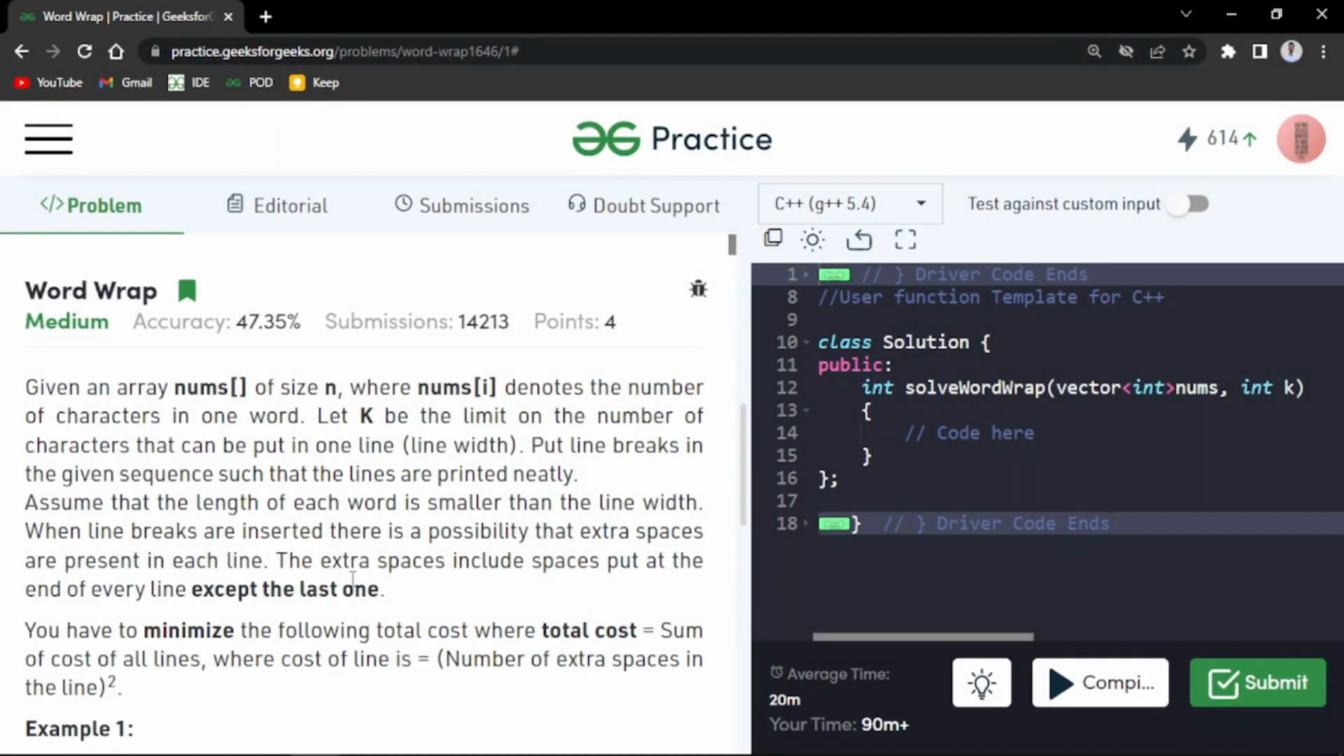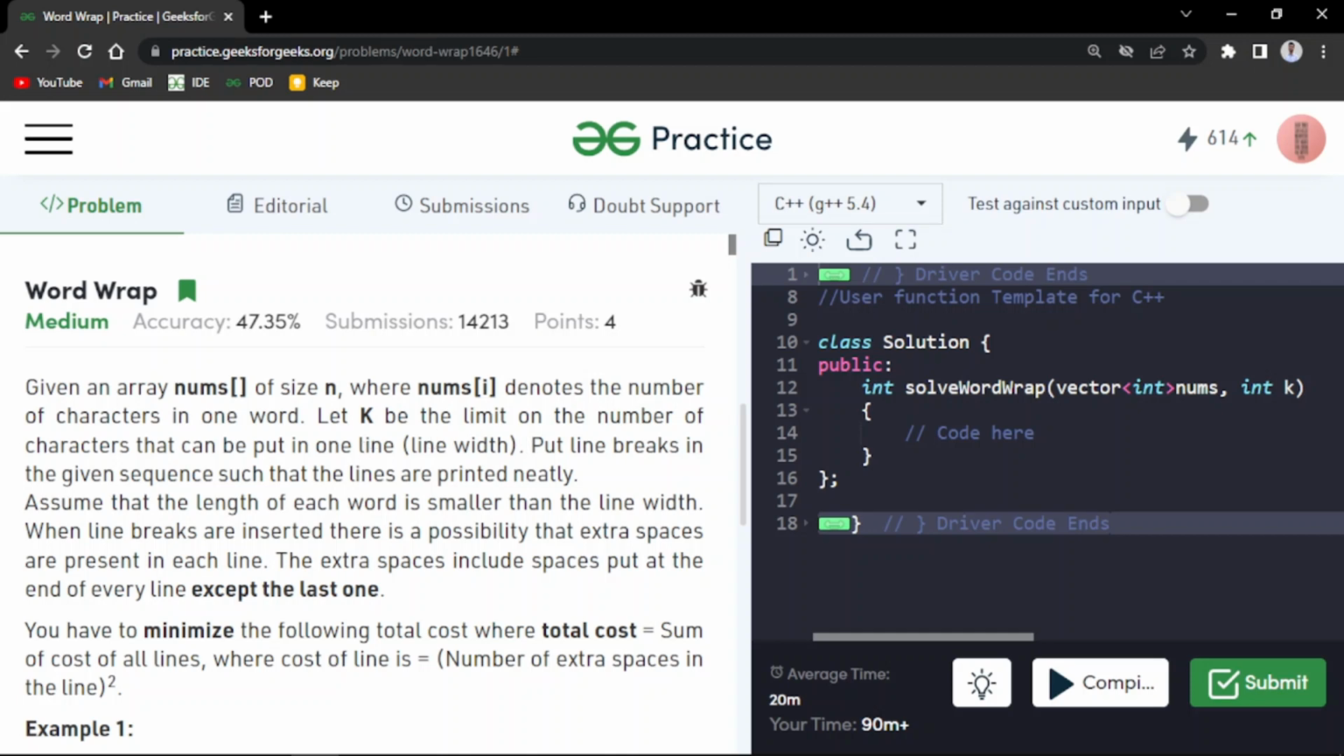In this video, we will discuss the problem word wrap. Previously, this problem has been asked in Flipkart and Microsoft. The problem says that you will be given an array of size n. The array consists of n elements, and the ith element denotes the length of the ith word. You'll also be given a value k, that is the number of characters that you can have in a particular line.